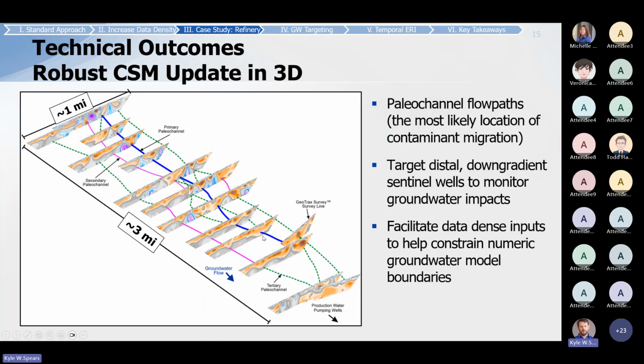And by doing a deep dive into the data behind these images, we were able to connect a series of paleo channels throughout the domain, which the groundwater model team has been using to get their stuff dialed in. So when they go to remediate, they've got a good solid plan.